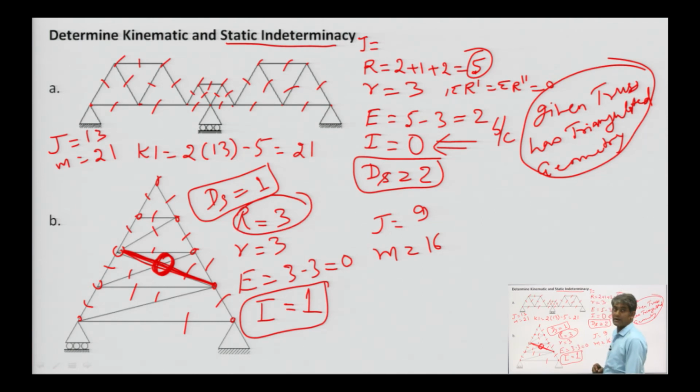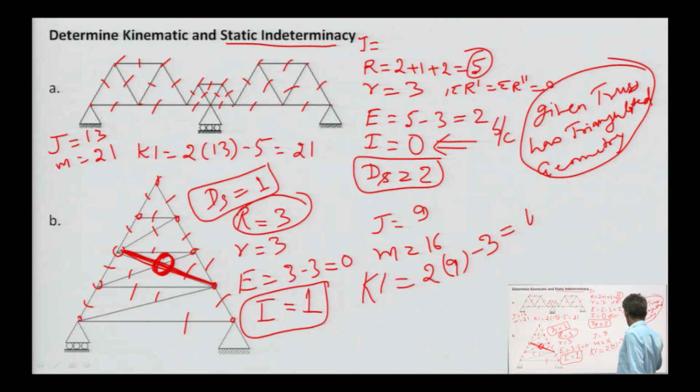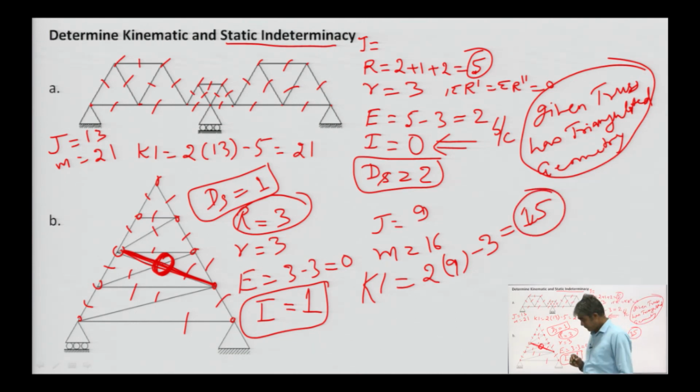So we can calculate kinematic indeterminacy. Ki is equal to 2 times 9 minus restraint, which is 3. There is no other additional kinematic indeterminacy, no problem. 18 minus 3 is 15. This is the answer for kinematic indeterminacy.